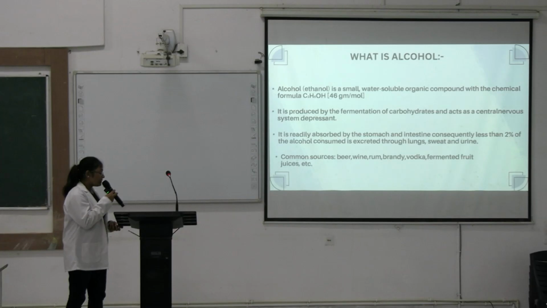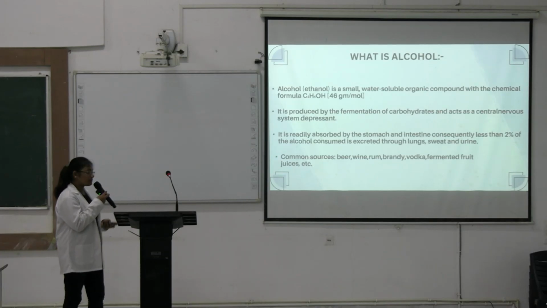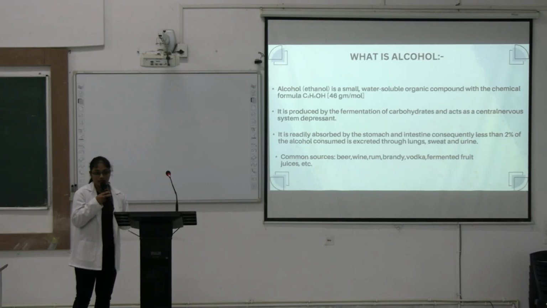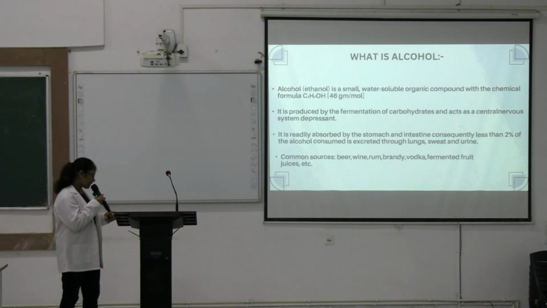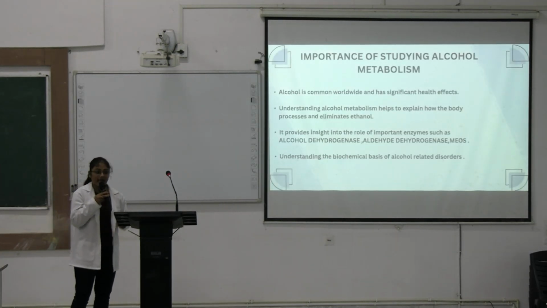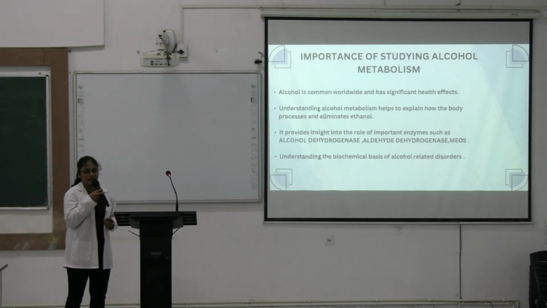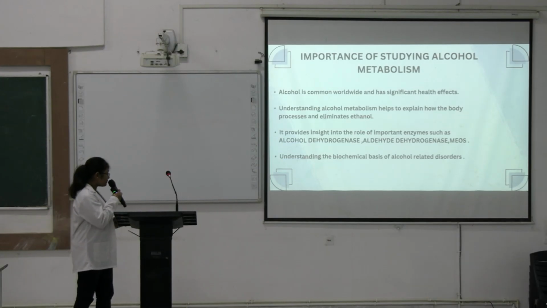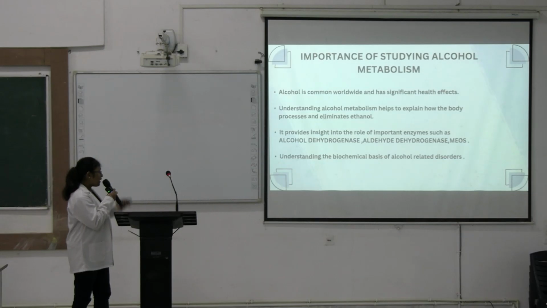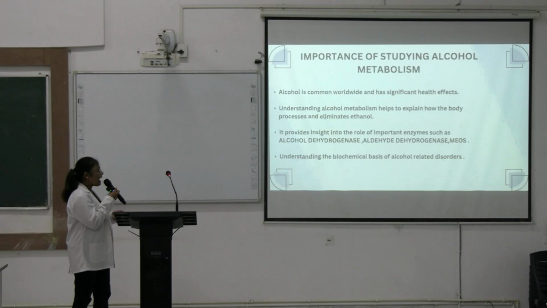It is readily absorbed by the stomach and intestine. Consequently, less than 2% of the alcohol consumed is excreted through the lungs, breath, and urine. Common sources: beer, wine, fermented fruit juice, etc. Now, the importance of studying alcohol metabolism. It helps us to know the role of enzymes like alcohol dehydrogenase, aldehyde dehydrogenase, and MEOS, and also how the body processes and eliminates ethanol. Nowadays, alcohol is common worldwide and has significant health effects. It also helps us understand the biochemical basis of alcohol-related disorders.